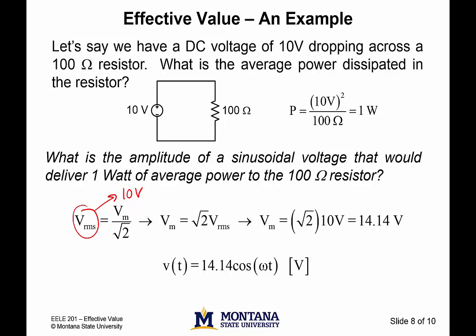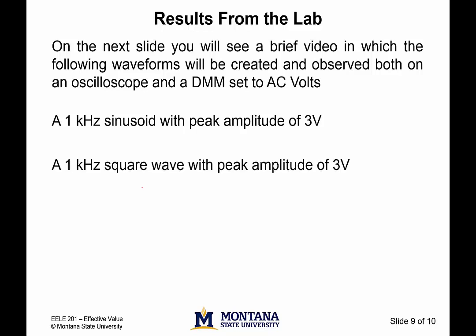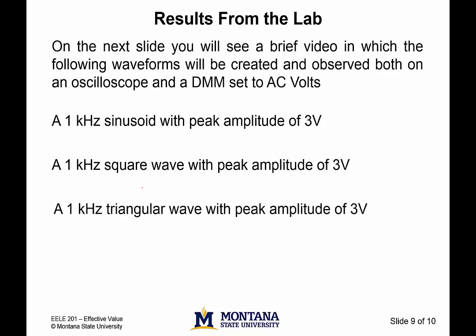All right, let's close with 3 examples from the lab for you to reason out. On the next slide, you'll see a brief video, and it'll show a function generator, digital multimeter, and an oscilloscope. The DMM will be set to measure AC voltage, that is, the effective value of the waveform. The following 3 waveforms will be considered. A 1 kilohertz sinusoid with 3 volt peak amplitude, a 1 kilohertz square wave with, again, 3 volt peak amplitude, and finally, a 1 kilohertz triangular wave with 3 volt peak amplitude.